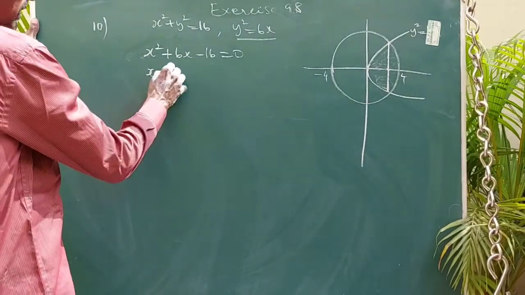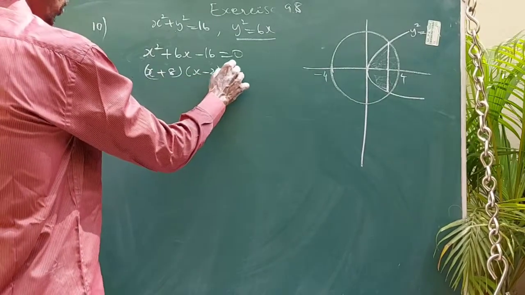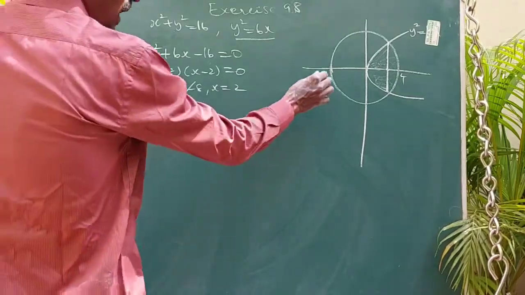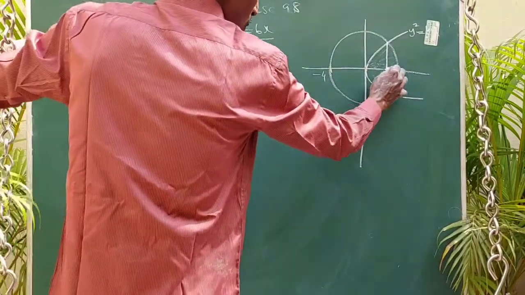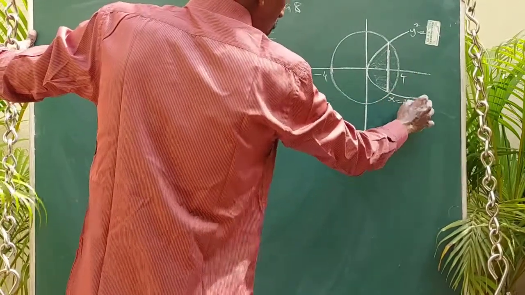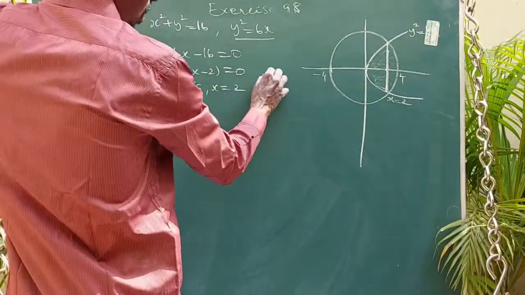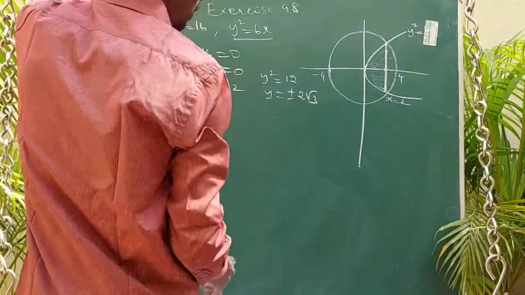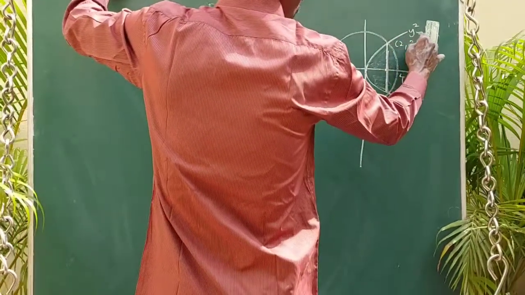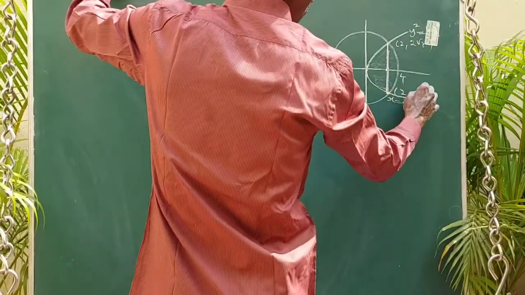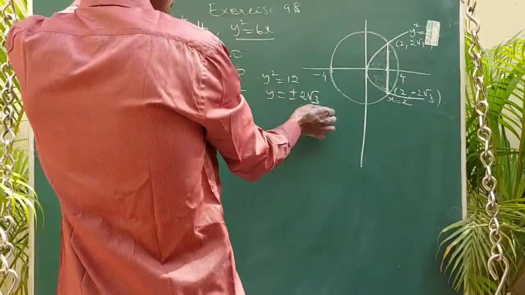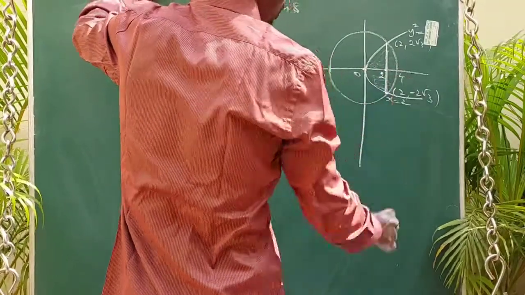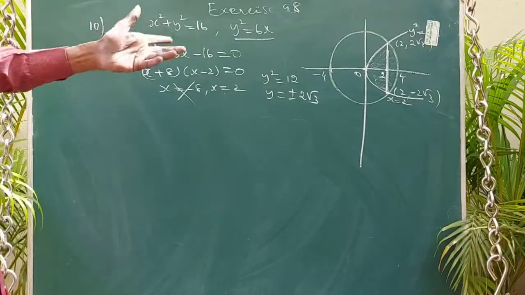Okay, so (x plus 8)(x minus 2) equal to 0, x equal to minus 8 or x equal to 2. This is not possible because x lies between minus 4 and 4 only. So x equal to 2, this value, this is x equal to 2. If you put x equal to 2, y square equal to 12, y equal to plus or minus 2 root 3. Okay, so this point is 2 comma 2 root 3 and this point is 2 comma minus 2 root 3. But anyway, these values are not needed. So look here, 0, this is 2 and 4. Here we are going to do it in a different way.